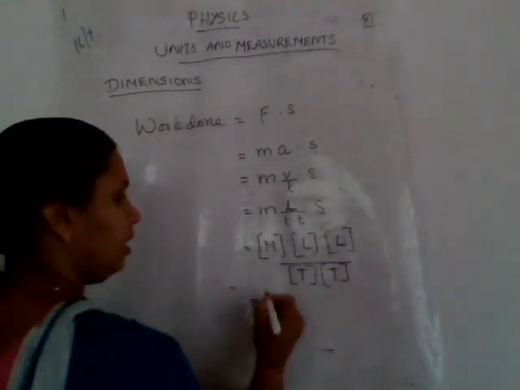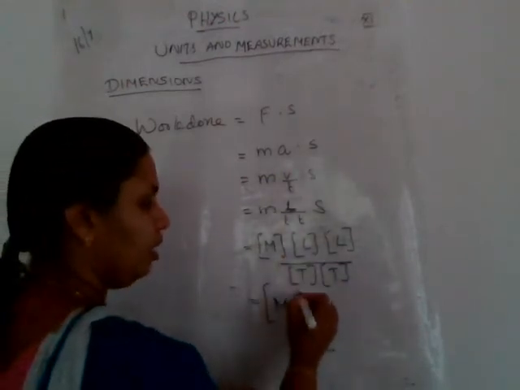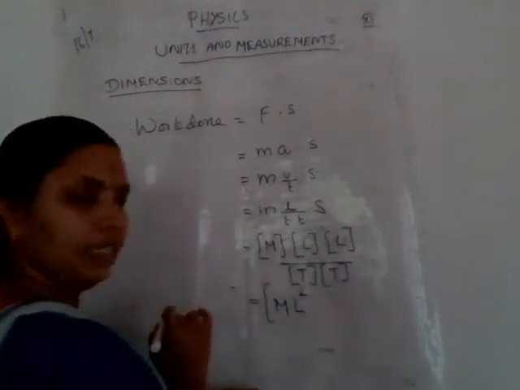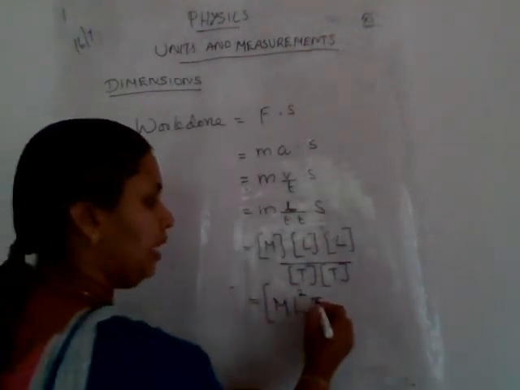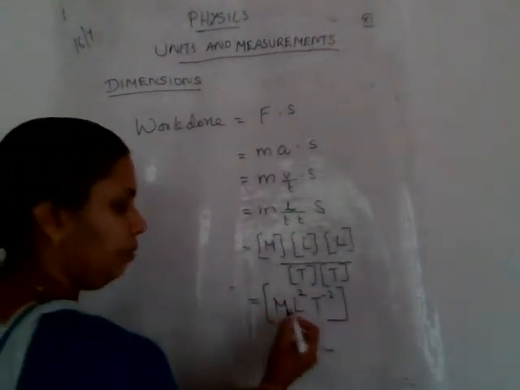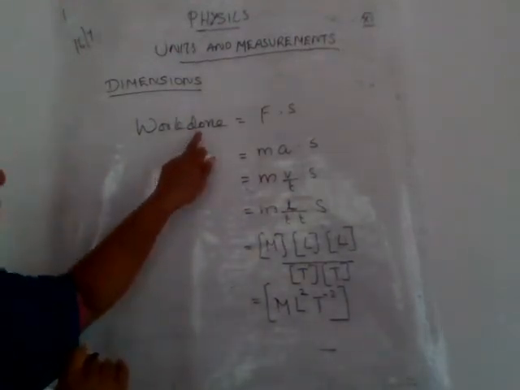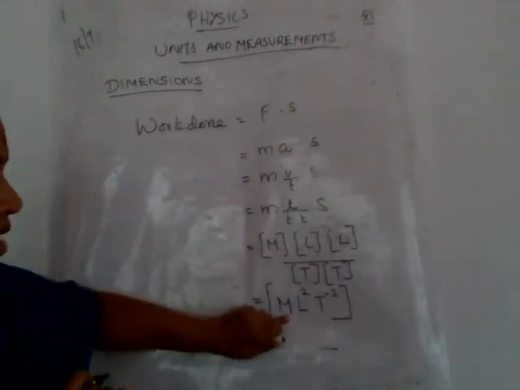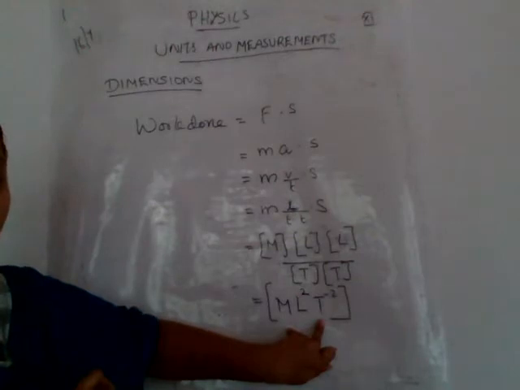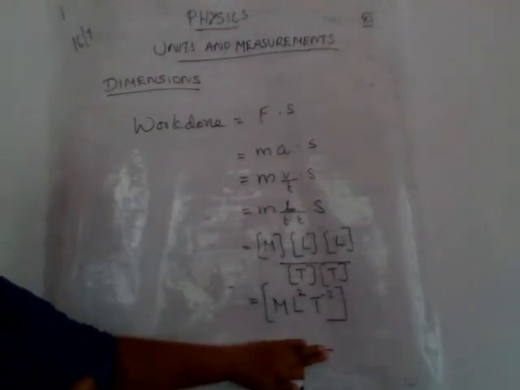So what is the power here? M raised to 1. Then L, so it comes L 2. Then T square, so it comes T minus 2. Close the bracket. So that is M L raised to 2 T raised to minus 2. That is the dimension of work done. So 1 mass, 2 length and 2 time inverse. That is the dimensional equation for work done, M L square T minus 2.